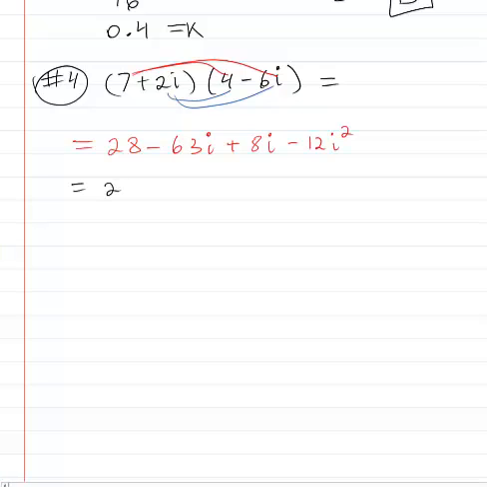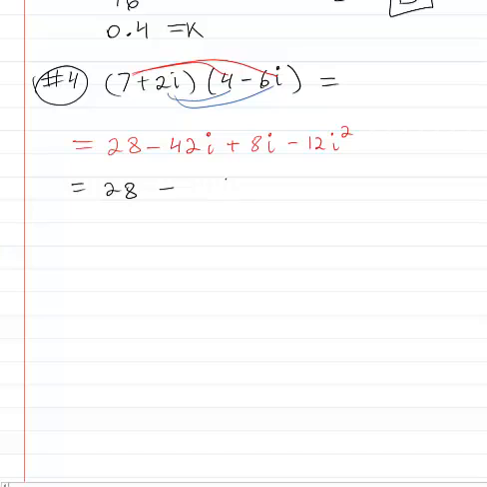Okay, so let's see, you got 28 minus, what is it, 57... Let me just check. I apologize, so where did I make an error? Yeah, I multiplied 7 times 6, it's got to be 42. Okay, sorry about that.